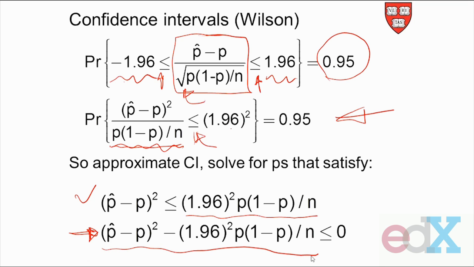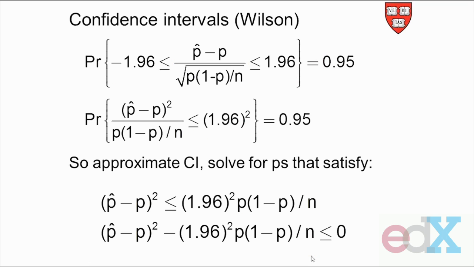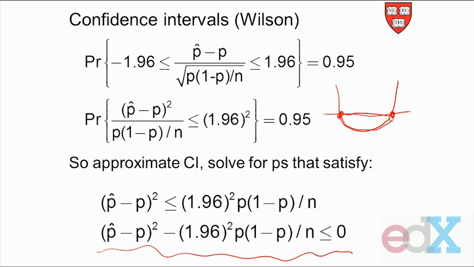Well, look at that. That's just a parabola. So let me clean off this thing. So what do parabolas look like? Parabolas look something like this, maybe. And so there's the origin. And what we're asking for is when is the parabola less than or equal to 0? So down here it's less than or equal to 0. So we want to know the p's that lie in there. And that's the Wilson confidence interval.